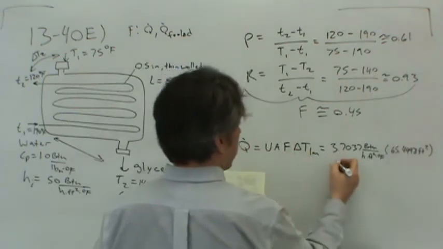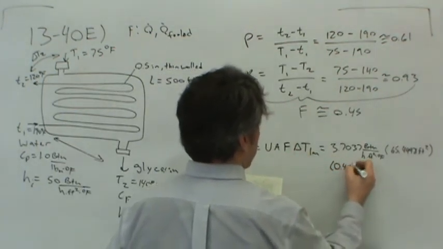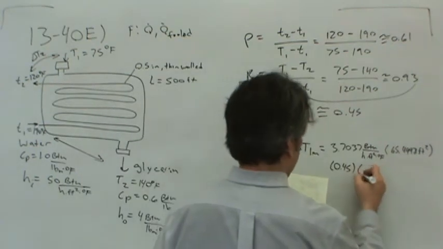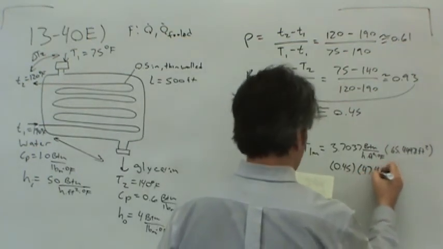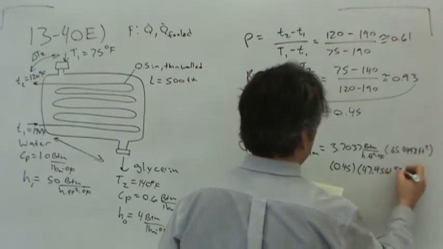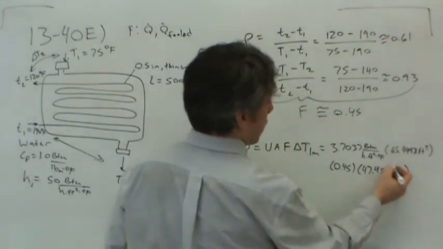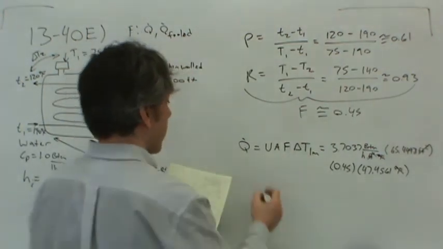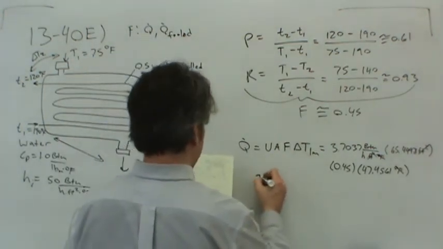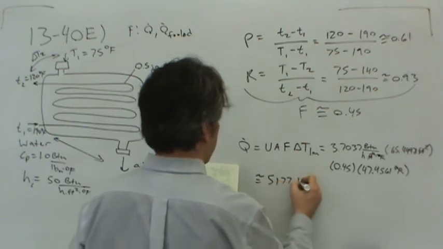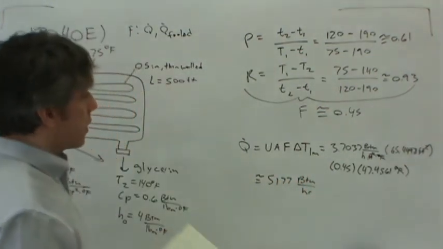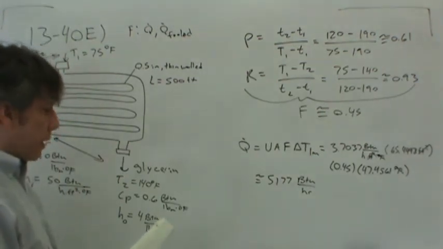Now the correction factor F we just found is 0.45 or so. And then the log mean temperature difference was 47.4561 degrees Fahrenheit. So the degrees Fahrenheit go away, the square feet go away. We'll have BTUs per hour. So the number of BTUs per hour is about 5,177 BTUs per hour. So there's our heat transfer rate.